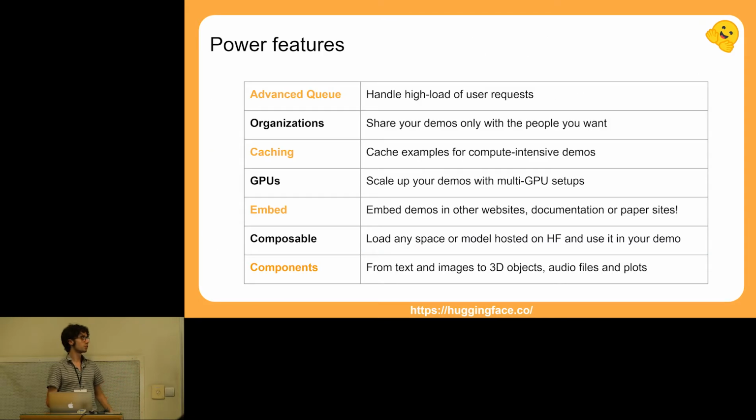There are many power features around Spaces and Gradio, which doesn't make too much sense to dive into right now. But just very quickly to show a couple of these. One is the advanced queue system, which allows the system to handle thousands of requests.